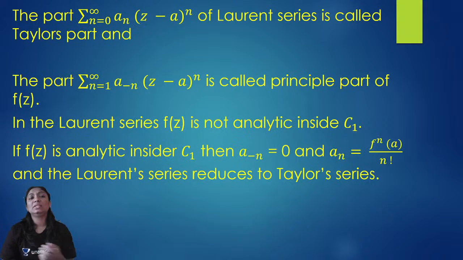Now, the part summation n varying from 0 to infinity a n into (z minus a) raised to n of the Laurent series is called the Taylor's part, and the part summation n varying from 1 to infinity a minus n into (z minus a) raised to minus n is called the principal part of f of z. In the Laurent series, f of z is not analytic inside C1. If f of z is analytic inside C1, then a minus n is equal to 0 and a n is equal to f raised to n at a upon n factorial, and the Laurent series reduces to the Taylor series. Okay? And the Laurent series reduces to the Taylor series.